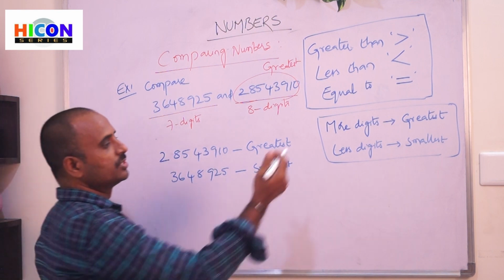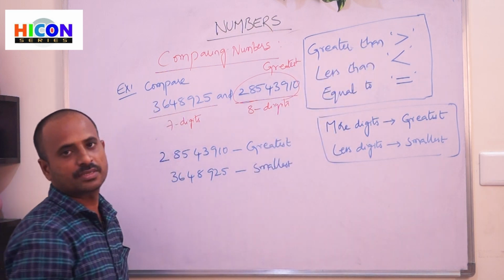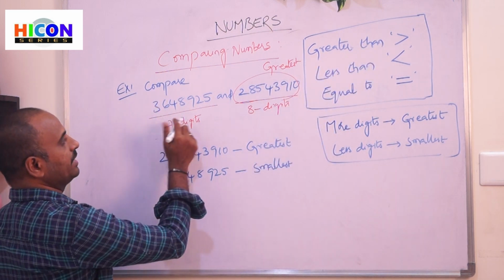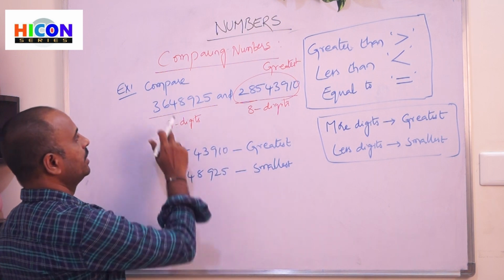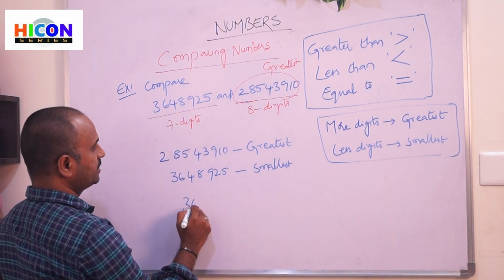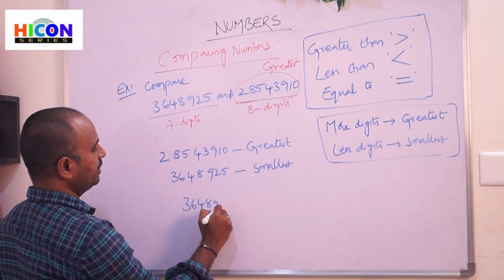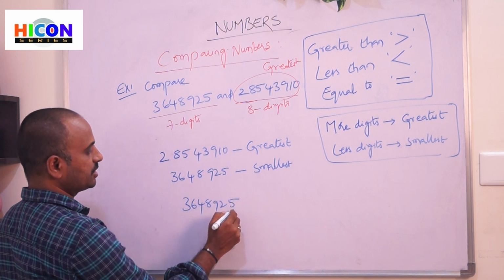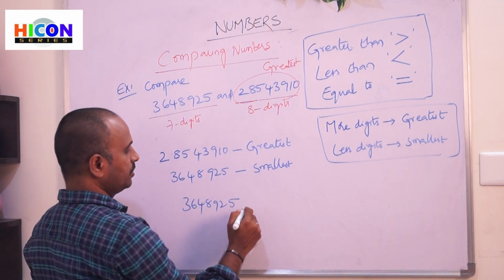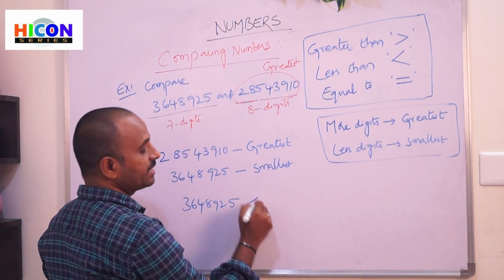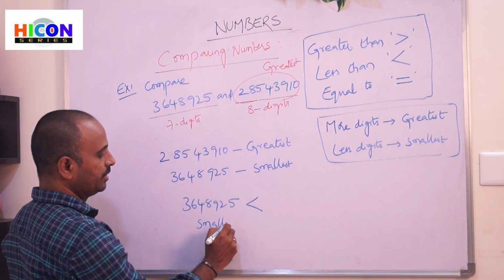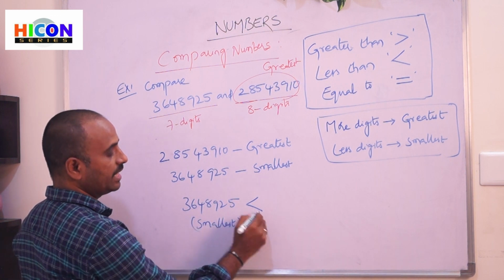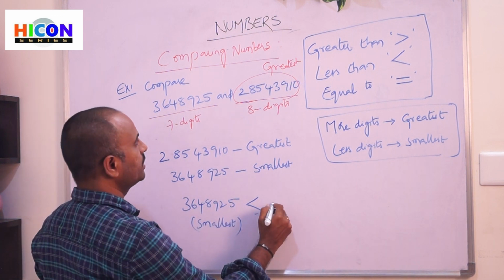And also, we can use these symbols while comparing the numbers. Here, the first number is the smallest number and the second number is the greatest number. Here, 36,48,925 is the smallest number. So that's why we have to keep less than. So if the first number is the smallest number, we have to keep the less than symbol in between the numbers.